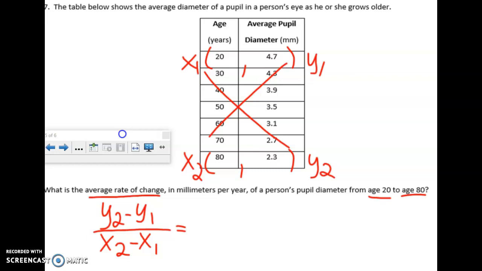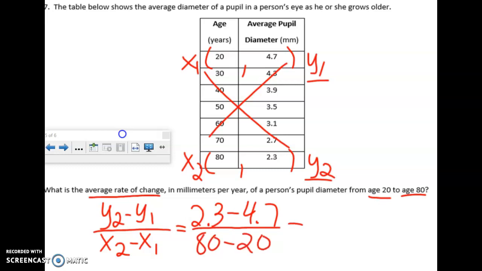So I just put the numbers in. 2.3 minus 4.7, that's y2 minus y1, over x2 minus x1, so 80 minus 20. You're just trying to find the difference in years. The difference between 80 and 20 is 60 years. Pretty straightforward stuff. The other thing is this decreased in size by 2.4 millimeters, not liters, millimeters.